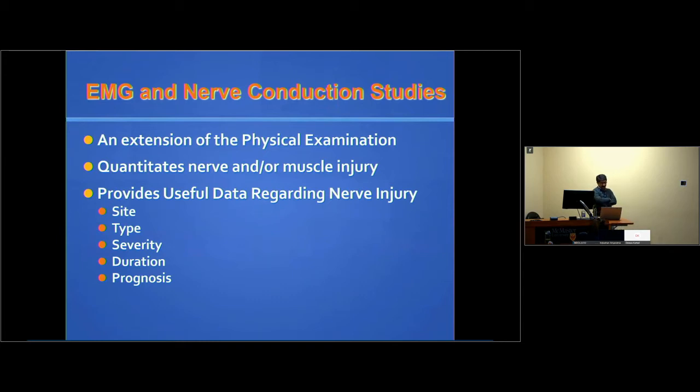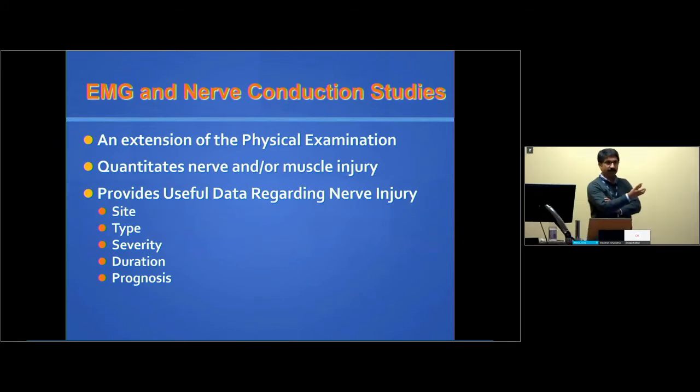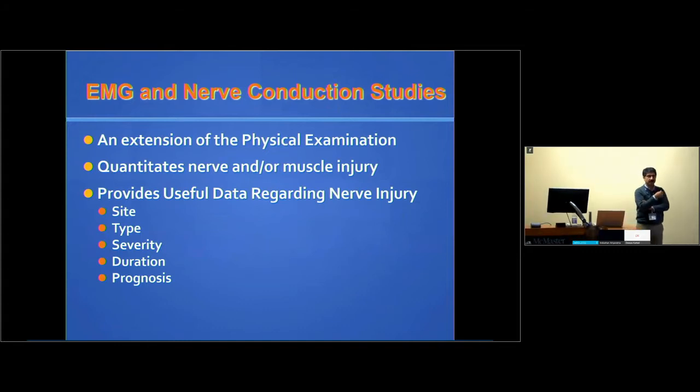It basically quantitates the pathology that's leading to sensory or motor deficits. So it is helpful in determining where the problem is and what type of problem it is. In peripheral neuropathic processes, we worry about axonal damage or demyelinating pathology, so it will help us with that.